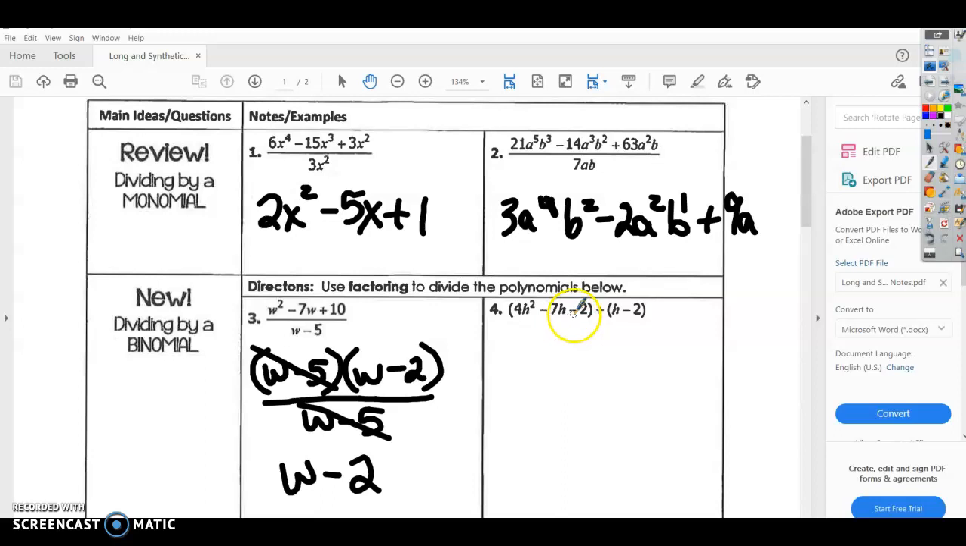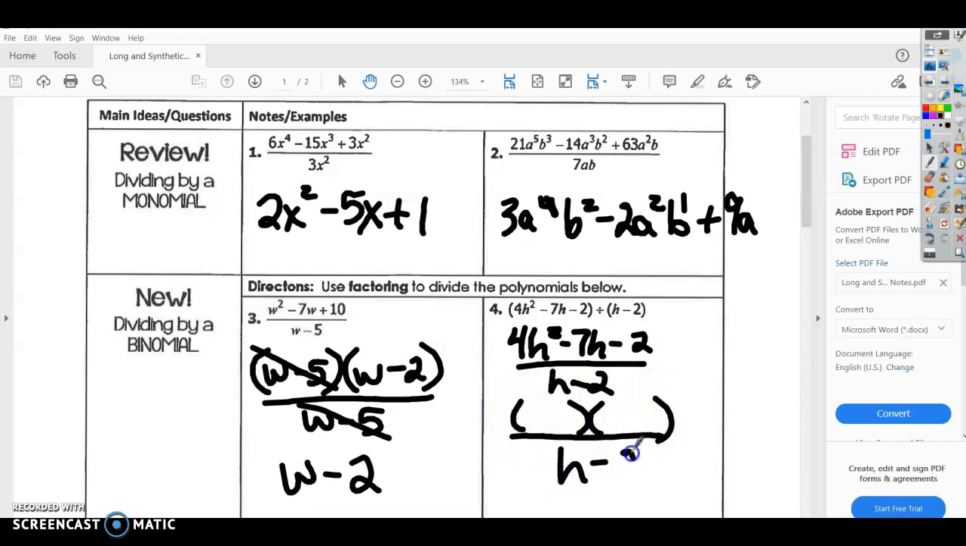All right, so this term takes a little bit more in the way of factoring. This is just set up a little differently. So you've got 4h squared minus 7h minus 2 divided by h minus 2. And again, we need to factor the numerator and see what happens there. So kind of a shortcut would be h minus 2 is probably one of the factors, not necessarily, but let's see if we can make this work very easily. So we've got h times 4h gives us 4h squared. And then what times negative 2 gives us 2?